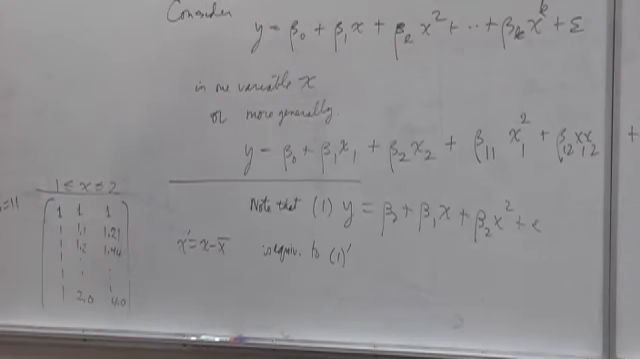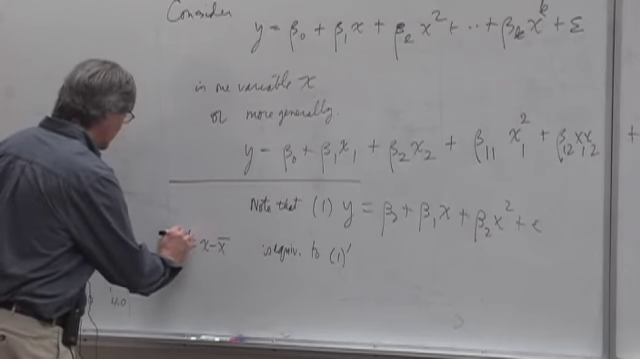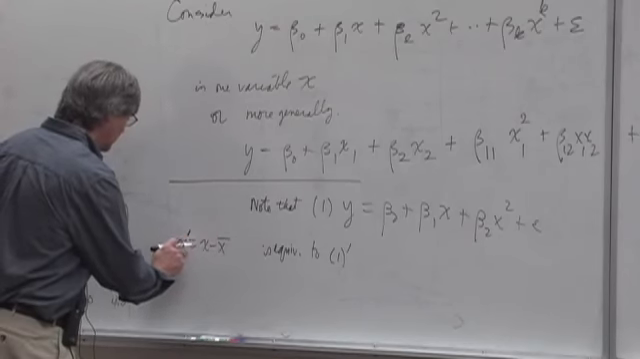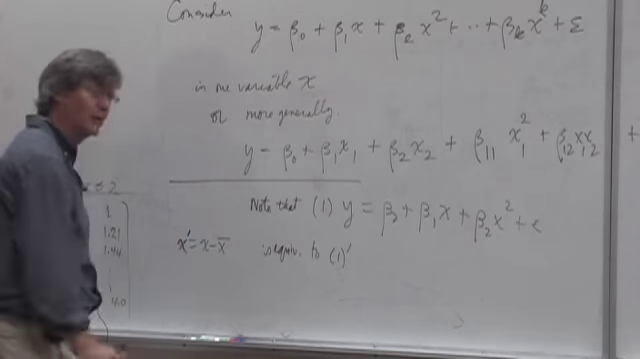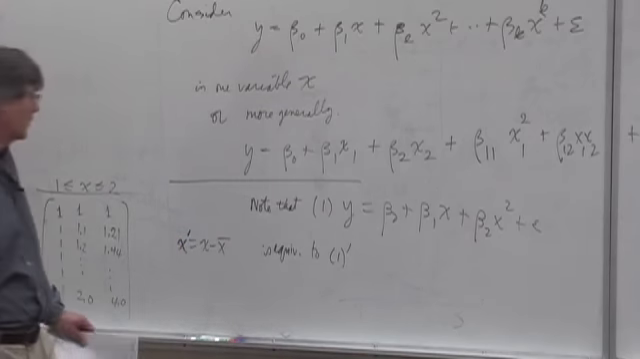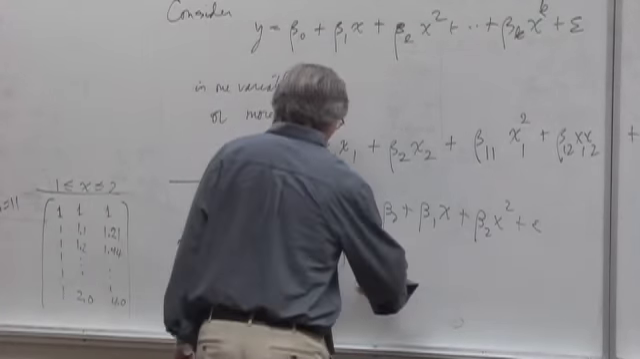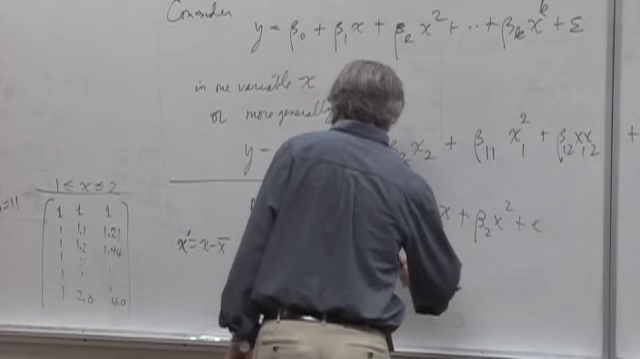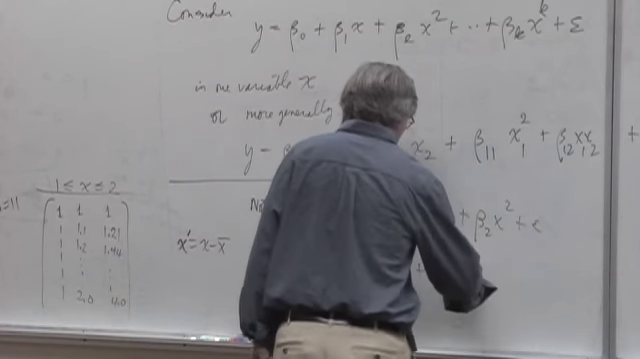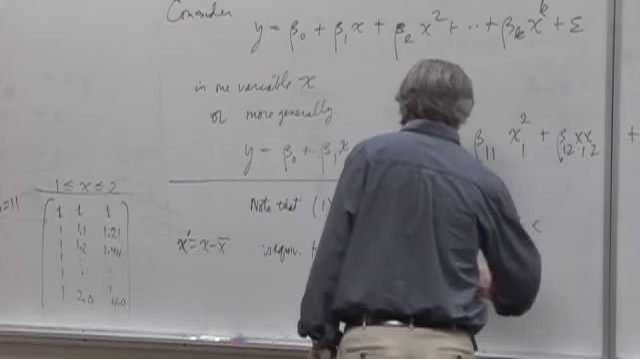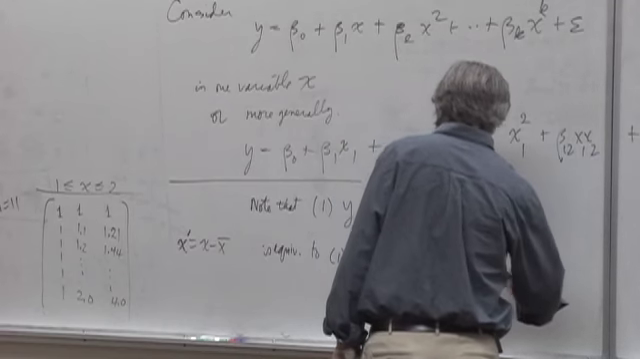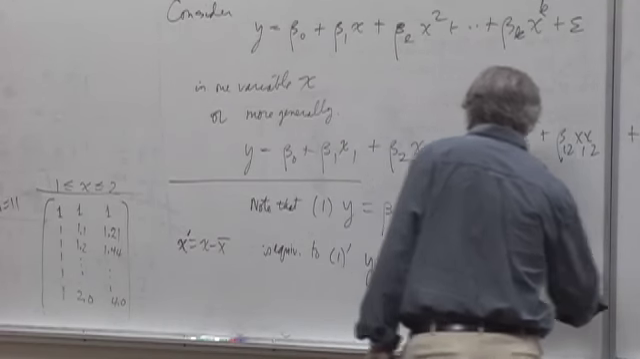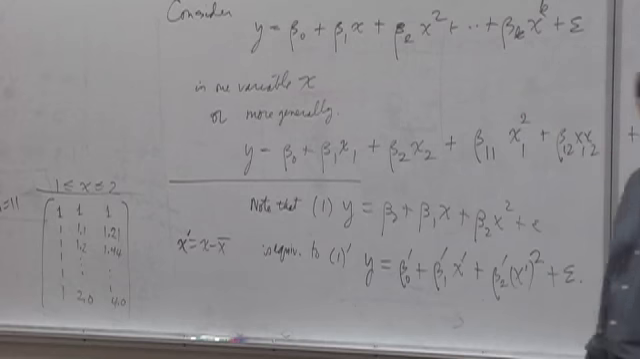It's not a unit scaling, it's just a centered scaling. Okay, so it's a centering. There's no scaling. It's a centering of the regressor, of the independent variable, and it is equivalent to y is equal to beta 0 prime plus beta 1 prime x prime plus beta 2 prime x prime squared plus epsilon.